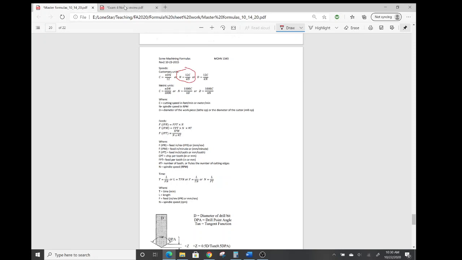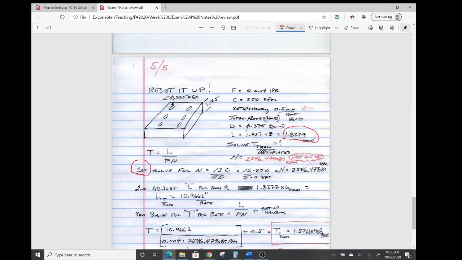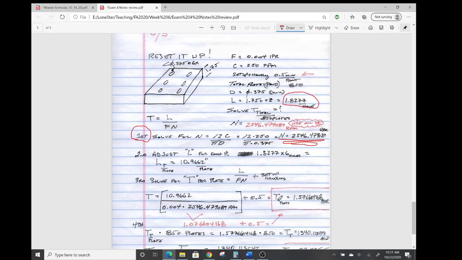All right, so let's go back down here, and we get an N of this. This is the RPM for N. I'm not going to go through the math. You should be able to do this by now. If not, you've got worse problems.